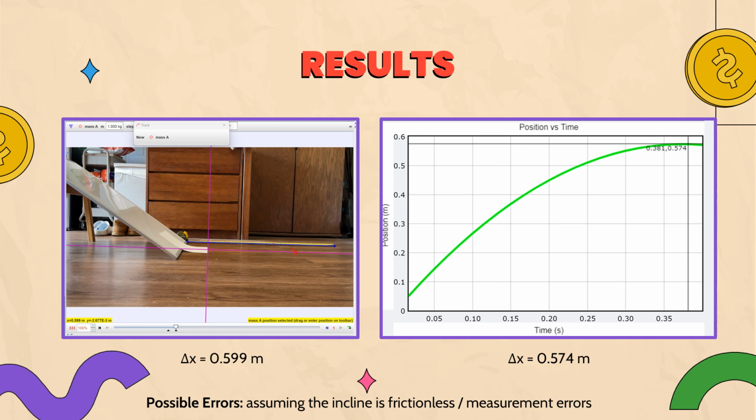Some errors that could account for this difference in values include that I assumed the incline was frictionless, even though it isn't actually frictionless. It's close, but it's not completely frictionless. And there could be some measurement errors where I'm using the Tracker measuring tape.